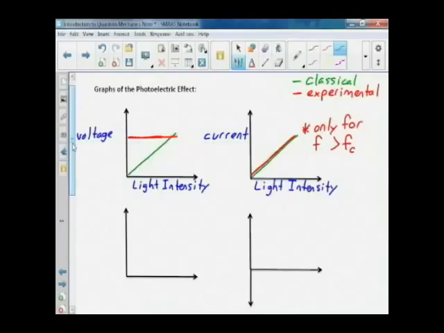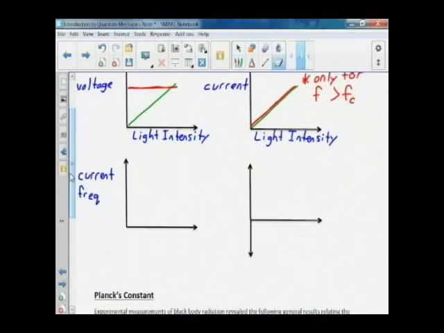Okay. And the last one, because we're only going to have enough time to get to this last one, I want to do a small exit pass with you at the end of the period. But we're just going to get to the third graph here, where we're going to talk about current versus frequency. Sorry, frequency on the x-axis.